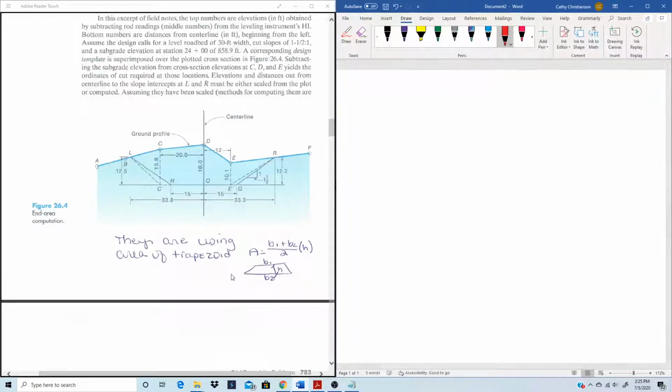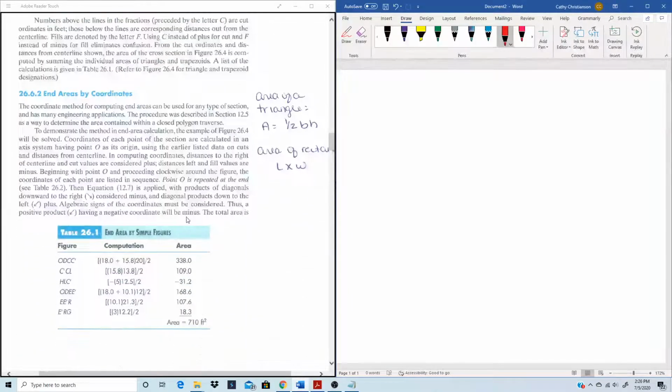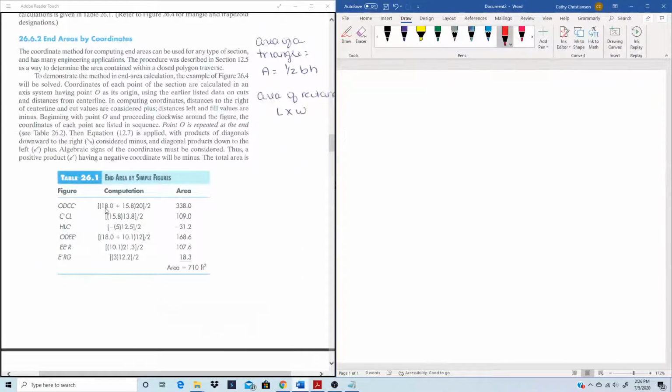So just to give you an example, they did the area of, they called it D0, C prime, and C. So they're using the area of a trapezoid. So they're calling this your base 1, the 18 as your base 2, and 20 as your height. So I'm going to scroll down and show you where they did that. So if you said area equals base 1, 18, plus the base 2, which is 15.8, times 2, and then divide that by 2.